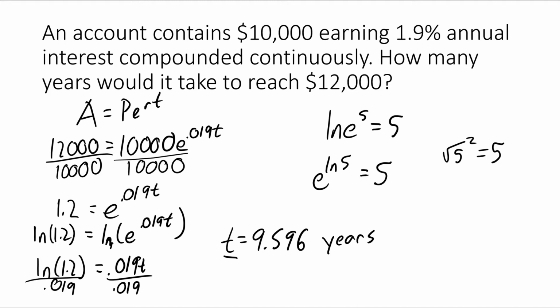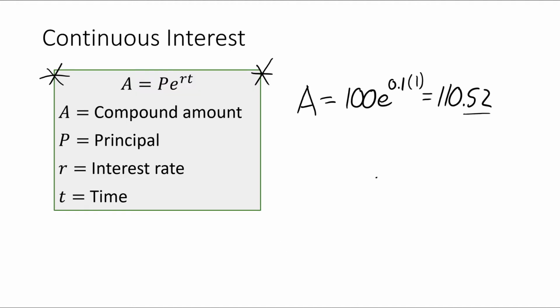Some people, every time they see the word continuous, will automatically try to use natural logs to solve the problem. That is not the case. We do not always have to use natural logs to solve continuous interest. In fact, we saw an example right here where we did 100 times e to the 0.1 times 1. We did not need natural logs there. So don't get in the habit of using natural logs every time you see continuous interest.